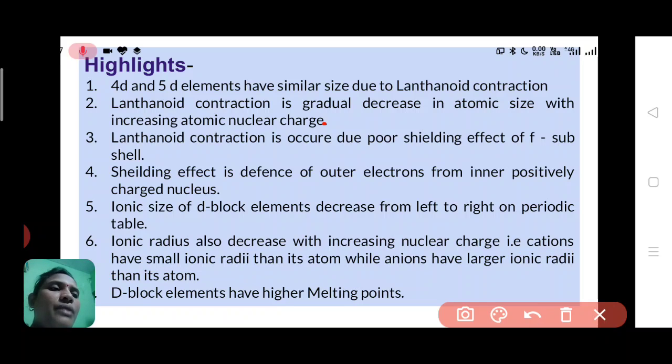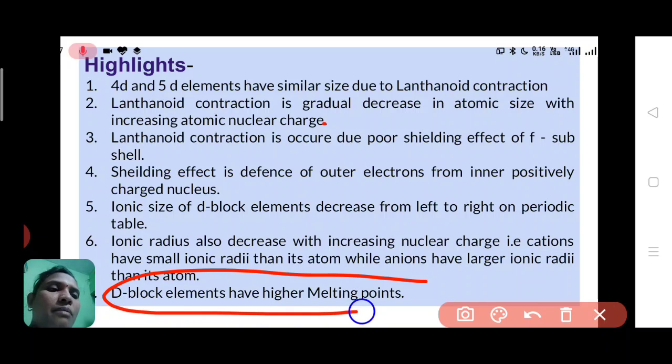Then at last we have learnt that d block elements have high melting points. This is due to partly filled d orbitals and due to formation of closely packed crystal structure. So all these points we have learnt in today's online lecture.